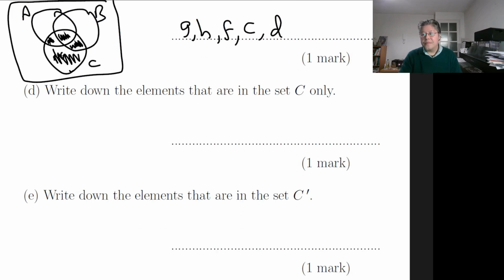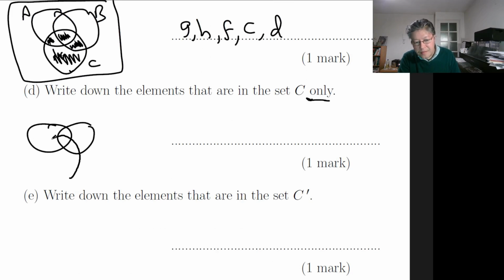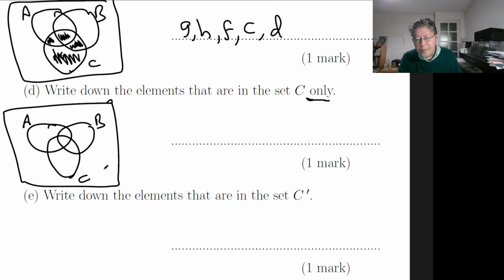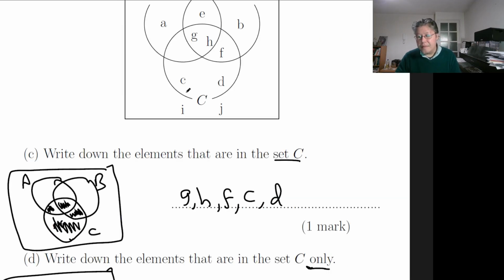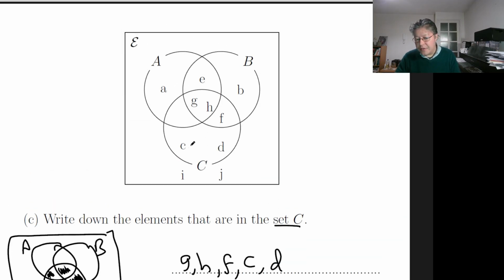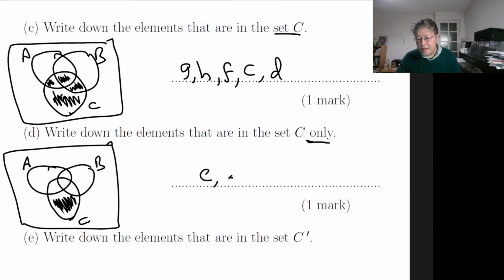And part D, now we have C only. So here's the triple Venn, A, B, C. And the parts in C only is going to be just this region, because this is in C and in nothing else. Here, although this is in C, it's also in A. This is in C and B, and this is actually in A, B and C. So C only is going to be the C and the D, just over here. C and D.